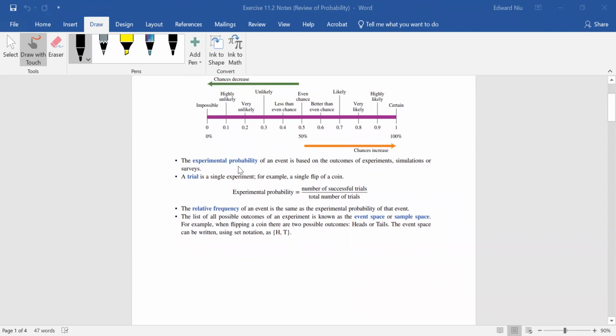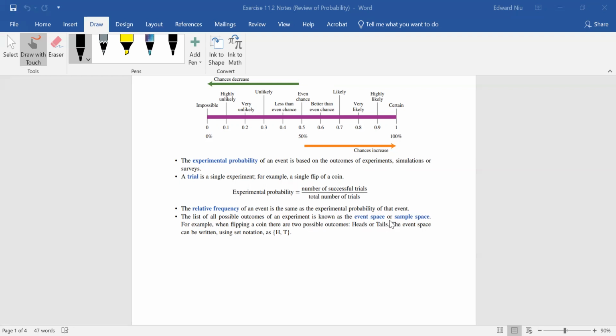So there are some key words you need to know. Experimental probability. This is an event's likelihood of happening based on your trials and experiments. A trial is basically an experiment, for example, flipping a coin, and we can figure out the probability experimentally depending on the number of trials you did and the number of successful trials that occurred. The next keyword, relative frequency. This is known as experimental probability. Different textbooks will use different sort of terminology. They essentially mean the same.